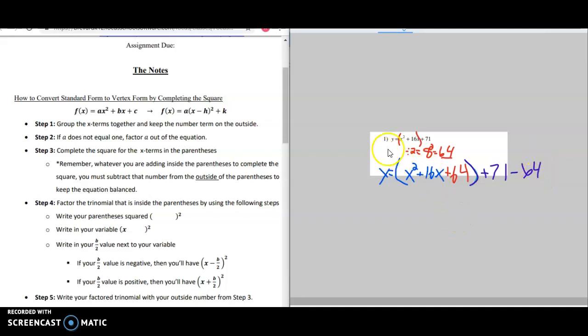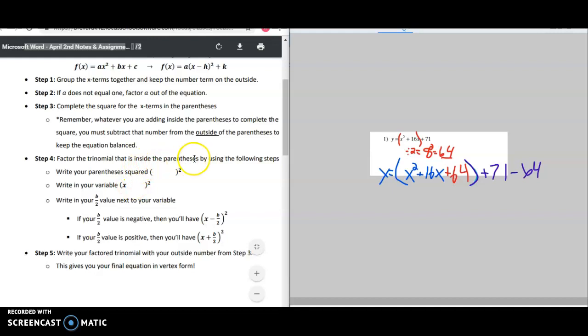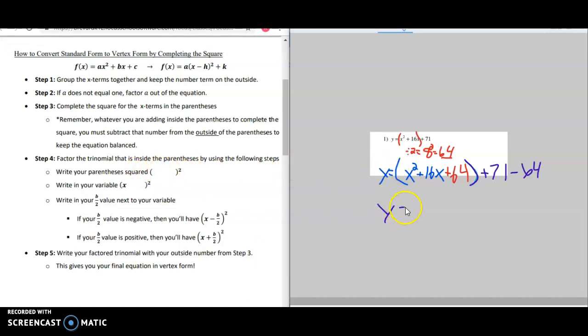My next step is to finish completing my square. So it says factor the trinomial that is inside the parentheses by using the following steps. Write your parentheses squared. So I'm just going to take this exactly and I'm going to write it. Now I have y equals, I'm writing that exactly as it says here. Write in your variable. So it tells me to put an x right there.